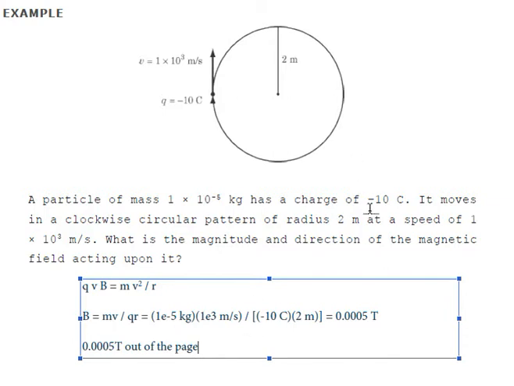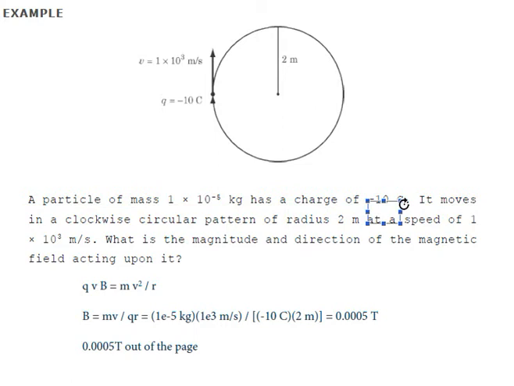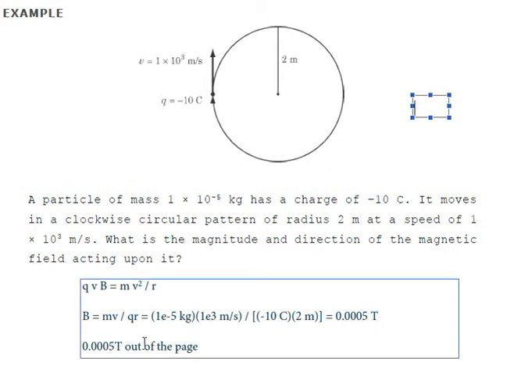Careful, though, this time we're dealing with a negative charge. Remember, negative charge flips your right hand rule around. So if you did the right hand rule the right way, you're pointing at yourself. But since we have a negative charge, we have to change that. So it actually points into the page, only because we're dealing with a negative charge. If we had a positive charge, it would have been out of the page.